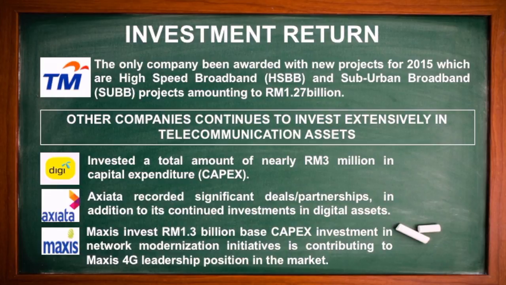The cash and cash equivalents for Telekom are still positive and higher than 2014 due to the capital contribution, both through borrowings and the equity portion, as the cash flow from operating activities decreased in 2015 compared to 2014. Axiata recorded significant deals or partnerships in addition to its continued investments in digital assets. However, the return on invested capital has been declining since 2011. Cash flow used in investing activities also slightly decreased in 2015 as compared to 2014. Maxis invests 1.3 billion in capital expenditure, and the investment in network modernization initiatives is contributing to Maxis' 4G leadership position in the market.